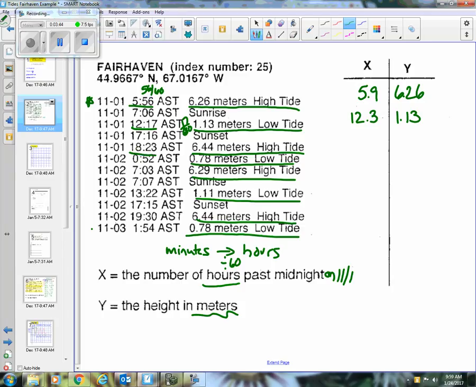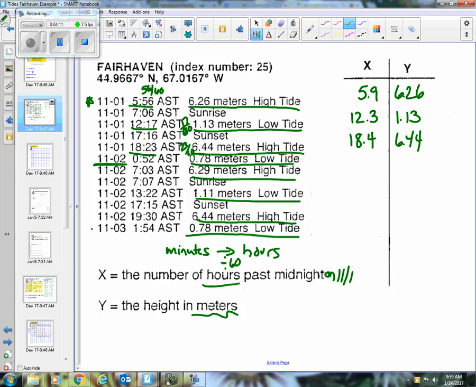It's military time, so like the 24-hour clock. So 18:23 is like 6 in the evening, so 6:23. But how many hours past midnight is it? Would be 18. And then again, we're going to have to convert over that 23 minutes. So 23 divided by 60. We want to change that over into hours. So go ahead and do that. So 18.4. And then again, that would be high tide at 6.44.